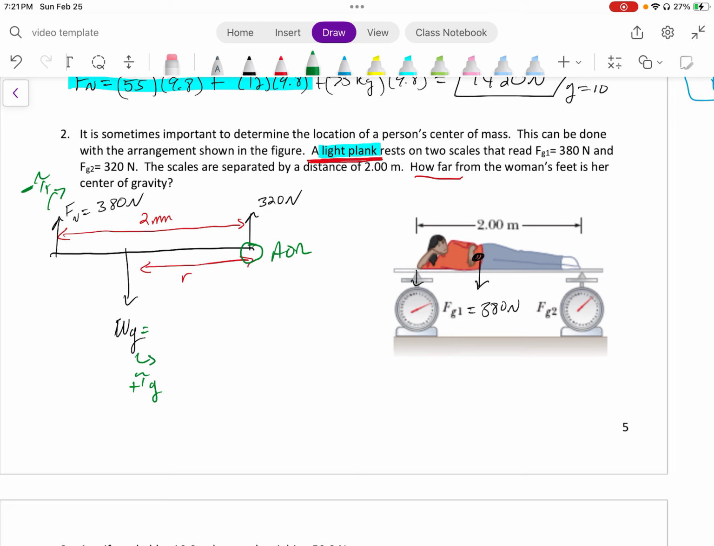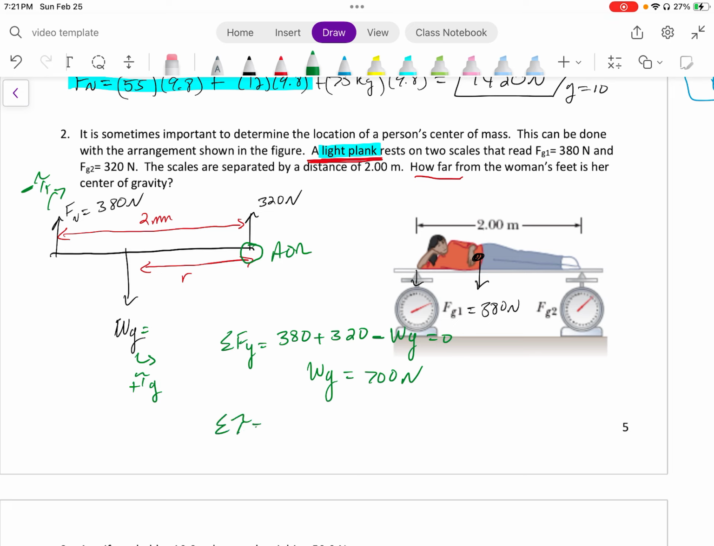All right, so let's write some equations. There's no forces in the x direction, so I can ignore that. I have the sum of the forces in the y direction. I have, I'll call it force normal 1, which is 380, plus force normal 2, which is 320, minus the weight of the girl. All of that equals 0. So we can find the weight of the girl. The weight of the girl is equal to 700 newtons. It's 380 plus 320. We're going to need that in the next equation.